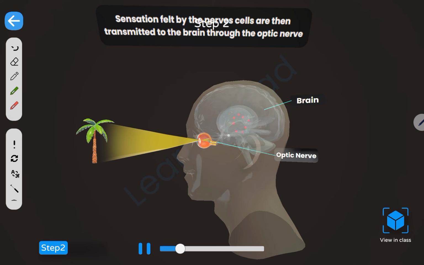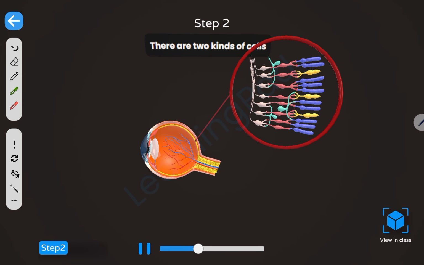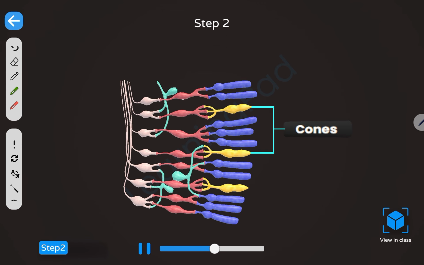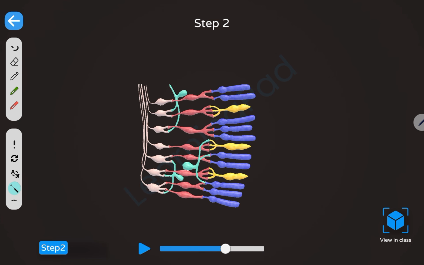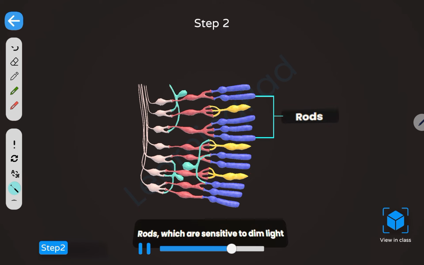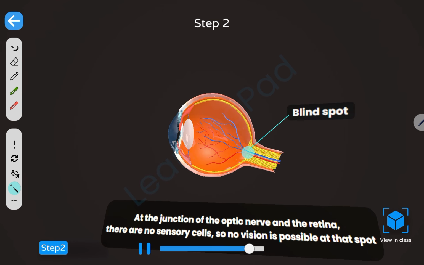See, the optic nerve is carrying to the brain. As I told, there are two kinds of cells: one is the cones and the other one is the rods. The yellow colored ones are the cones, which are sensitive to bright light, and the blue colored ones are the rods, which are sensitive to dim light.